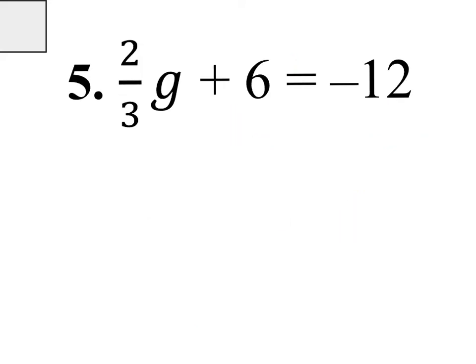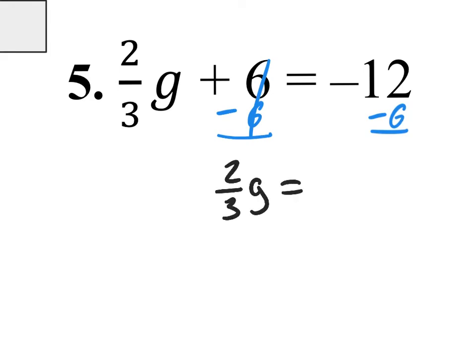Moving on. Number 5, once again, the easiest thing to do is to get rid of the plus 6. Yes, you could multiply by 3 to cancel out the 3. Multiply by 3, you'll get 18. Multiply by 3, you get negative 36. But the easier thing to do, instead of dealing with those bigger numbers like 18 and 36, would simply be to subtract 6, and you will have 2/3 g equaling positive 6. See? Nice, easy, smaller values.